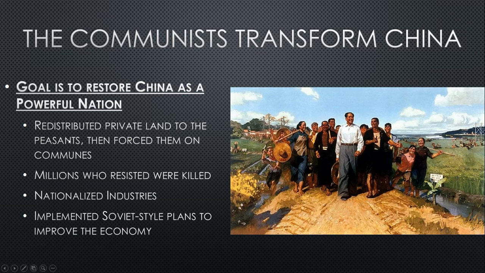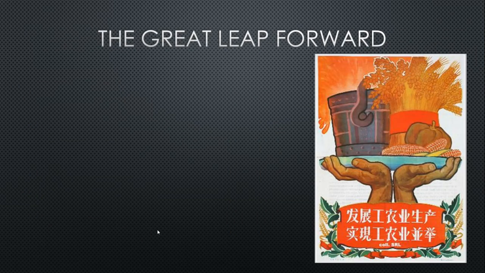There were many people who resisted these changes, and many of them were executed. It's also going to nationalize industries, meaning that they are all going to become government owned. And it's going to implement Soviet style plans as a means to improve the economy. The first one that we're going to look at here is called the Great Leap Forward.